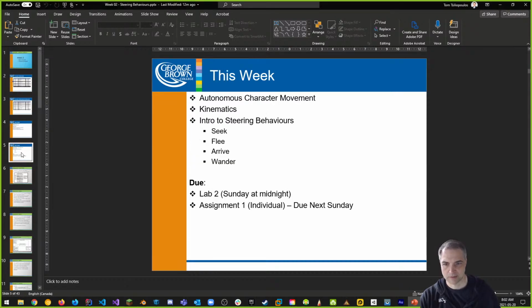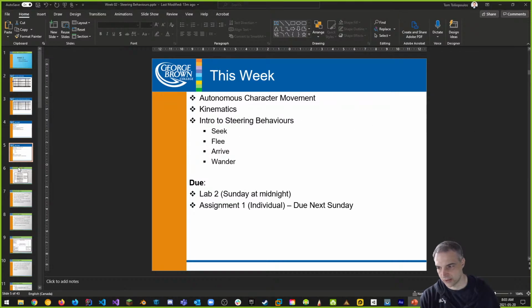So what are we doing this week? This week, we're going to be talking about autonomous character movement, kinematics, an intro to steering behaviors, including the following: seek, flee, arrive, and wander. And what's due is Lab 2, which is going to be this Sunday at midnight. I've released Lab 2, and we'll do that together during our lab period. And then assignment 1, like I said, which is an individual assignment, is due next Sunday at midnight. I just wanted to mention it there because it seems like it's far away, but it's not. All right, so that's the structure of what we're talking about today.